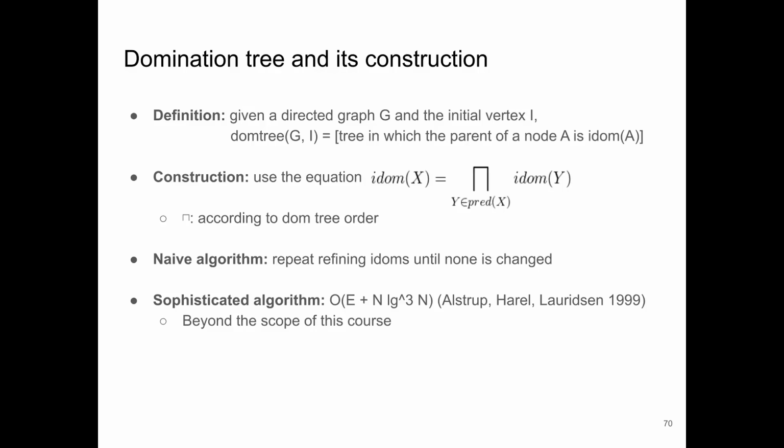The naive algorithm is to repeatedly refine the idoms until nothing changes, basically. You have a recursive equation here: you are defining idom using idom. So idom occurs on the left and right sides at the same time. So in order to solve this equation, you're going to iteratively improve the potential solution until you reach a fixed point of the equation.